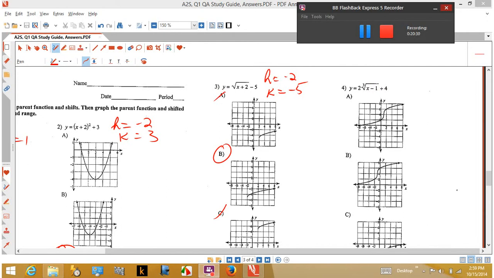And the first thing I want to say is when we look, see it's got some shifts going on. It also has a stretch of 2. So what we really want to do is look for the point 0, 0 because it's not going to be affected by the stretch. I mean, think about it.